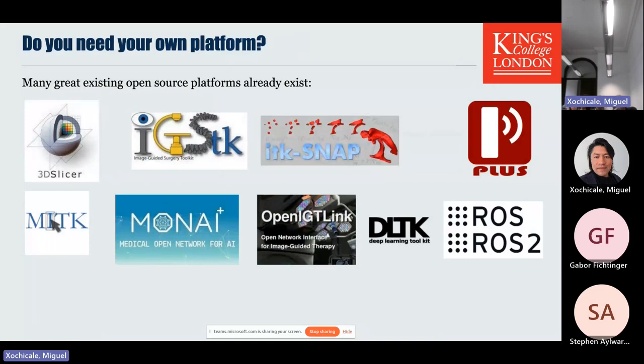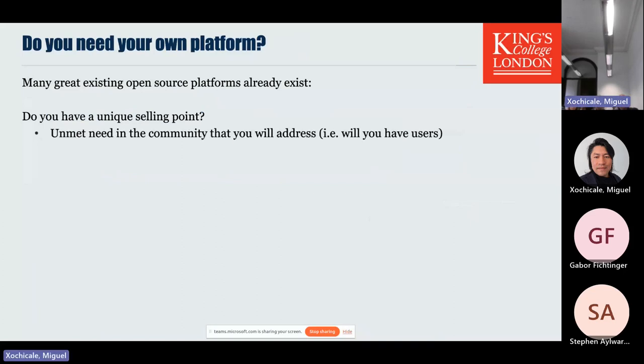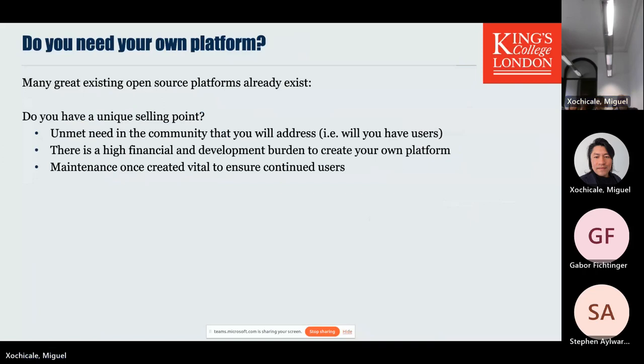I would highly encourage you, if you're thinking about starting a software platform, first think about what all is out there and what ecosystems you can already plug in with. And if you say, yes, there's nothing out there, the next thing you have to think about is, what is your unique selling point? What is your platform doing that the existing platforms don't already do? What unmet need is there in the community? I.e., will you have users? How are you going to maintain it? And what is the financial development burden you're taking on?